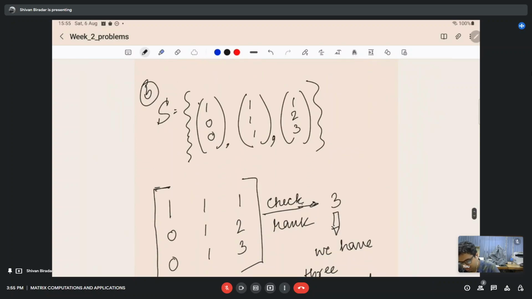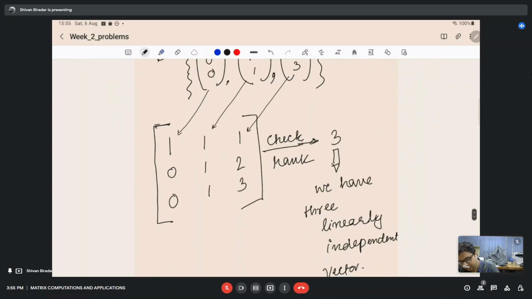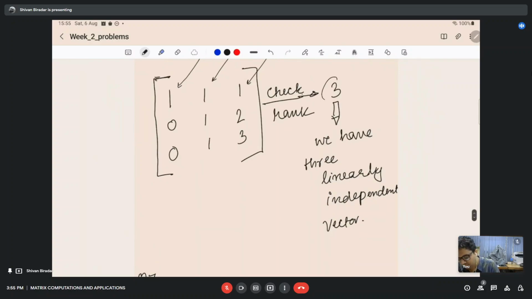So now the next question, again I'll do the same thing. I will form a matrix out of this and then I'll check the rank. If the rank is full rank, then I'll say that these are three linearly independent vectors.